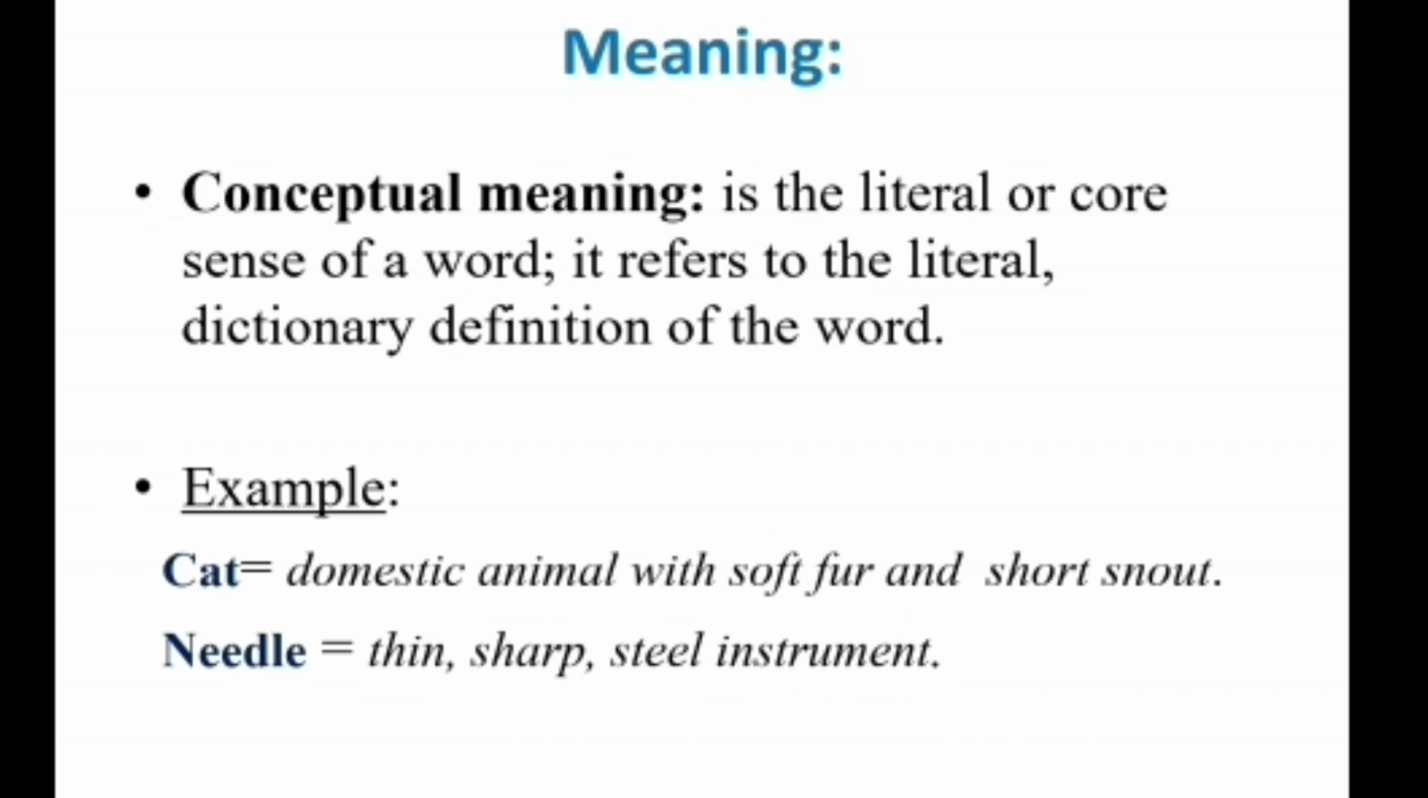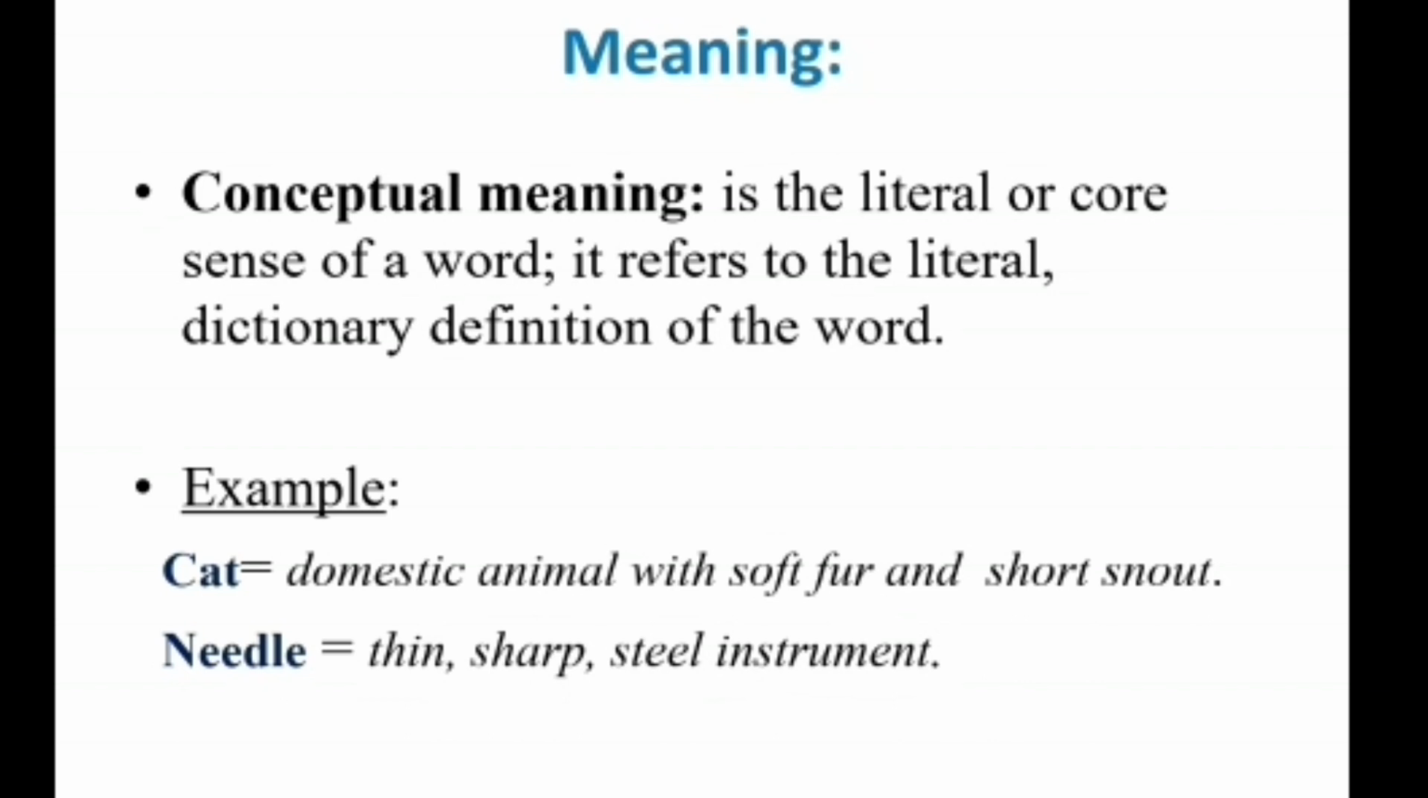For example, the word cat, conceptually, refers to a domestic animal with soft fur and a short snout. So here we have certain images or concepts that reflect the animal cat. Or needle, for example, it's a thin, sharp, steel object or instrument. So this is the concept or the image or the literal meaning that we find in dictionaries of the word needle.